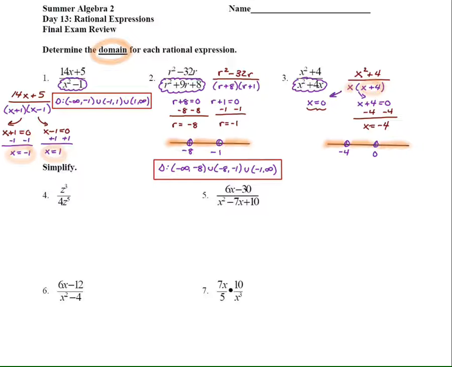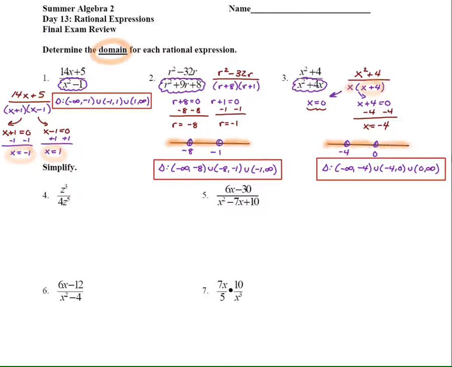So I'm going to describe them very similarly to how I described them in the previous problem, which is negative infinity to negative 4, negative 4 to 0, and 0 to infinity. So those 3 intervals contain all the values that work. The easiest way to find them is by finding the values that don't work. So that's how you would approach the domain of a rational expression.